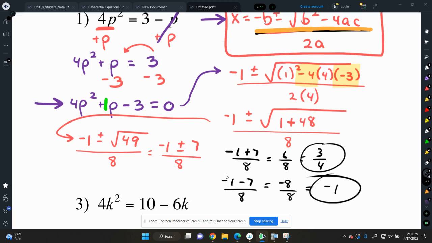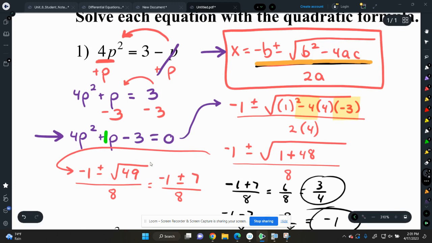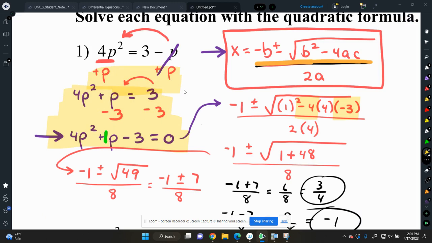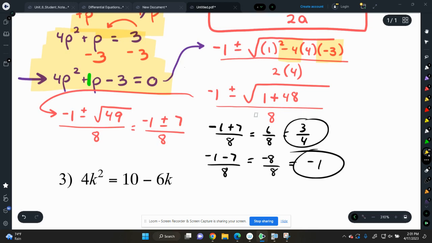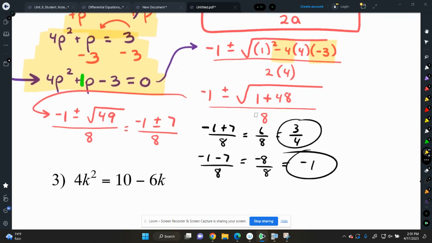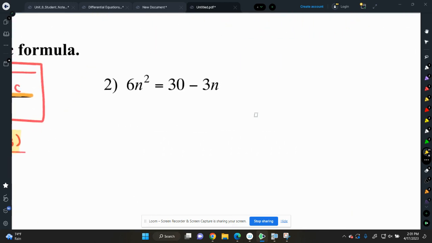Okay, so a lot of times, like the problems on this worksheet, we have to do a lot of work before we can even start using the quadratic formula, right? So all of this was just so that we can get it in the correct form to use a quadratic formula. Okay, let's look at number 2. Any questions on that one? Okay, let's look at number 2.